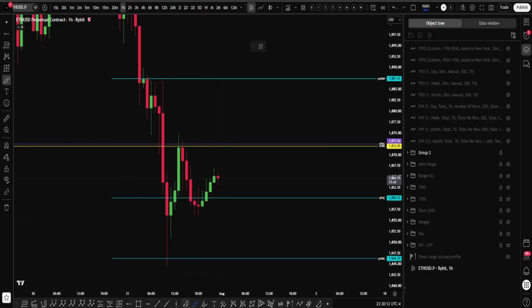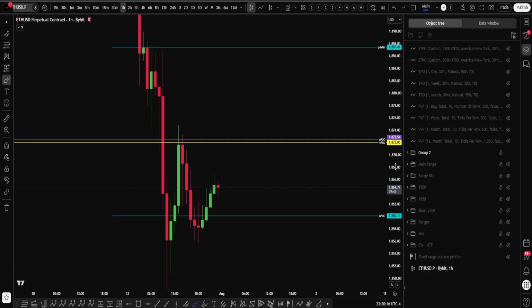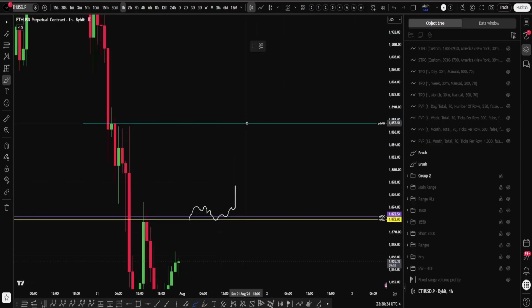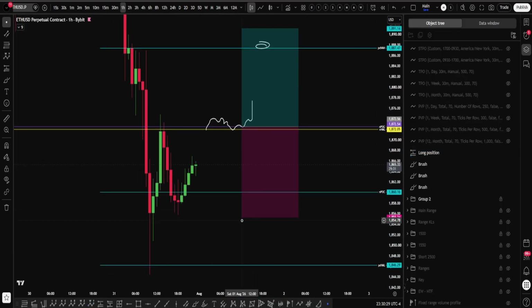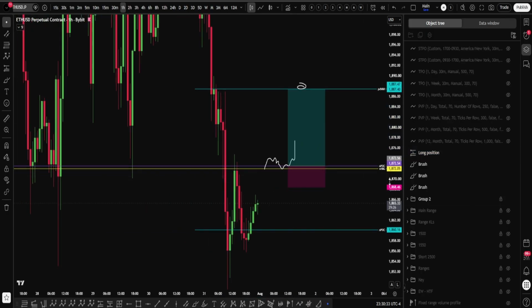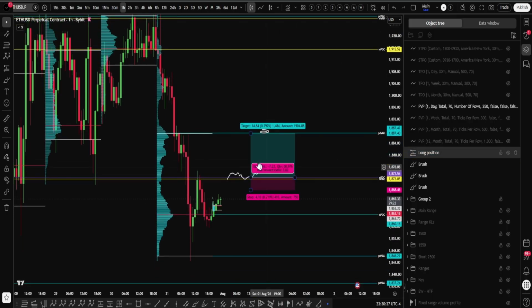But anyways, if we are able to flip above this MPOC and weekly value low, then we can look for a retest and look for longs targeting our previous day value area high as a TP1. So you'd probably be looking for something like this, right? TP1, previous day value high.